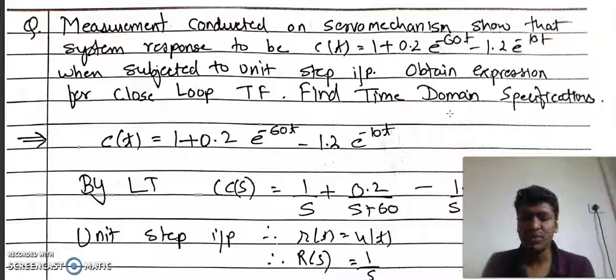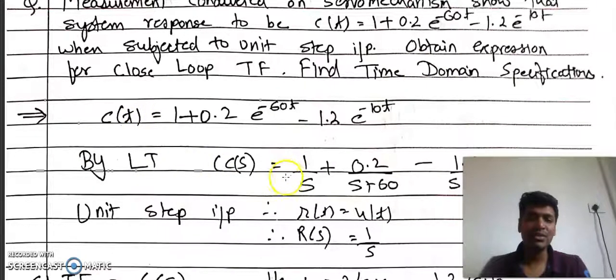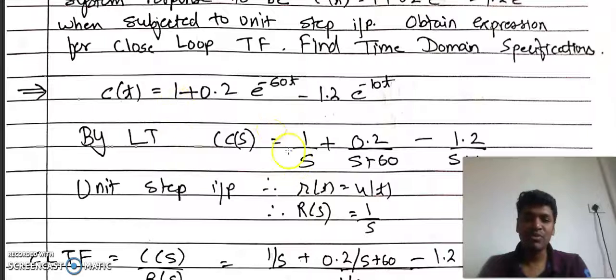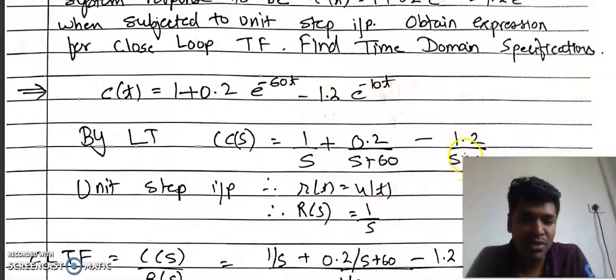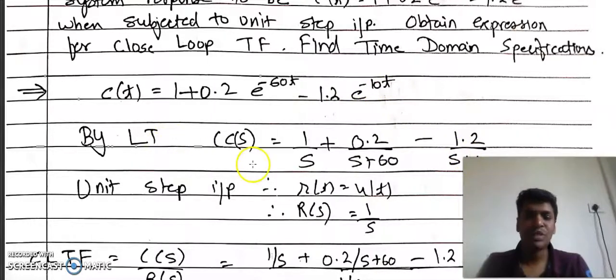So what is transfer function? We need C of s by R of s. C of t we have. So can we find C of s? Yes, by taking the Laplace transform we can get the C of s. So Laplace transform of 1 is 1 by s, 0.2 as it is e raised to minus 60t, Laplace transform is 0.2 divided by s plus 60, minus 1.2 as it is e raised to minus 10t, Laplace transform is 1 upon s plus 10. So this is your C of s.